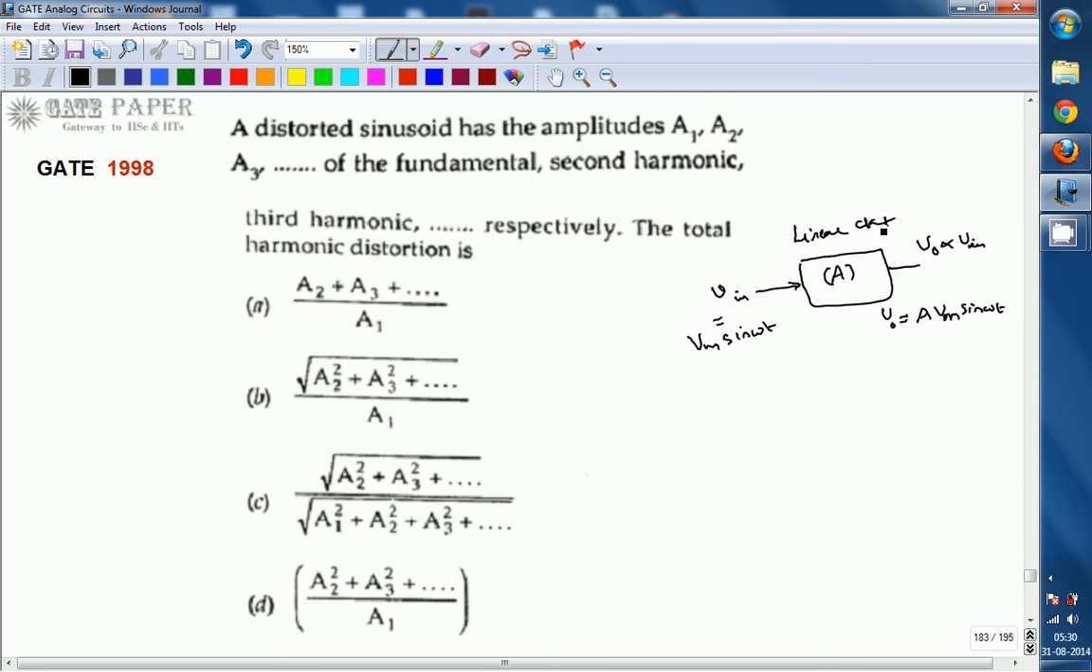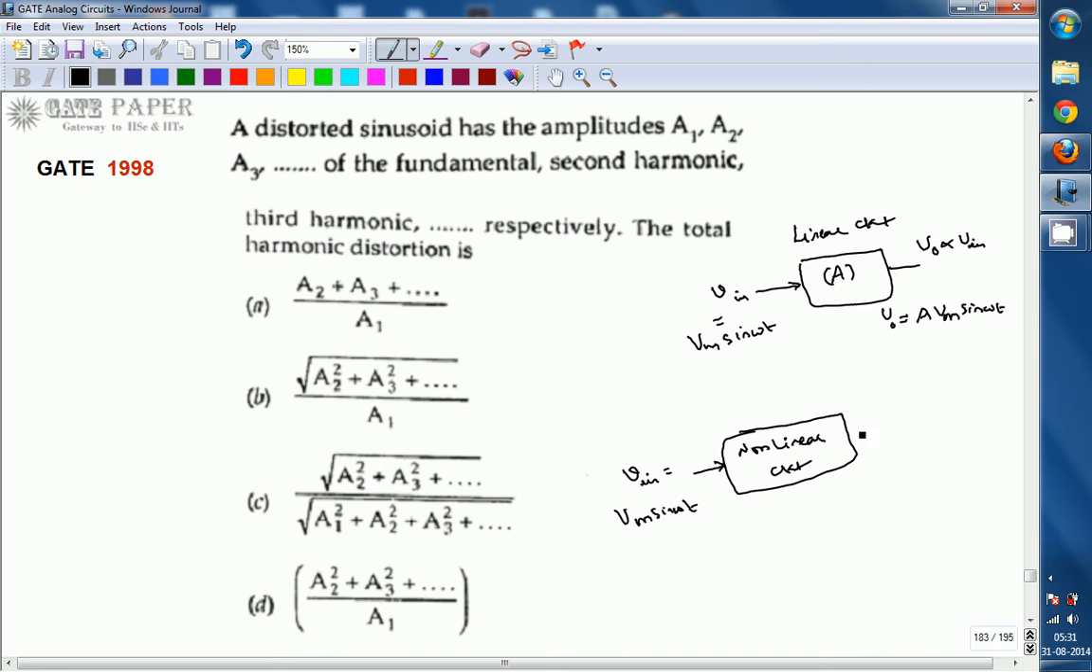For a linear circuit, the output is a replica of the input signal. Whatever frequency components are present in the input signal will only appear on the output side. They don't have any extra frequencies. Then the type of circuit is linear. So if you are going for a non-linear circuit and you apply the same input signal, Vin is nothing but Vm sin omega t, a single frequency component whose input frequency is omega.